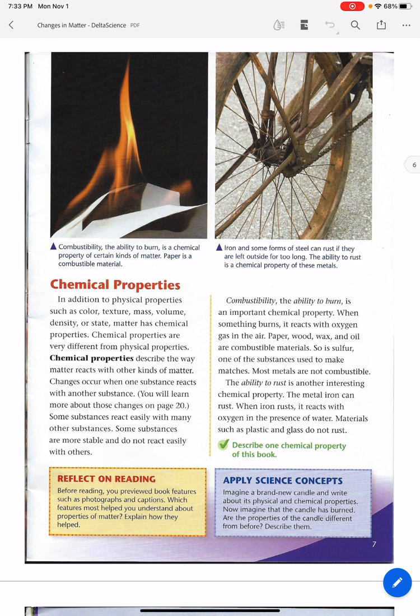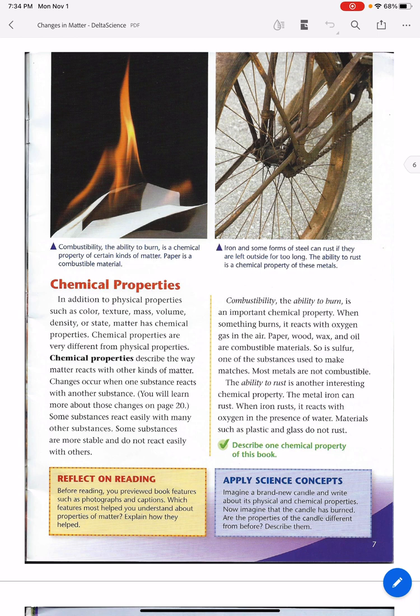Chemical properties. In addition to physical properties such as color, texture, mass, volume, density, or state, matter has chemical properties. Chemical properties are very different from physical properties. Chemical properties describe the way matter reacts with other kinds of matter. Changes occur when one substance reacts with another substance. You will learn more about those changes on page 20.